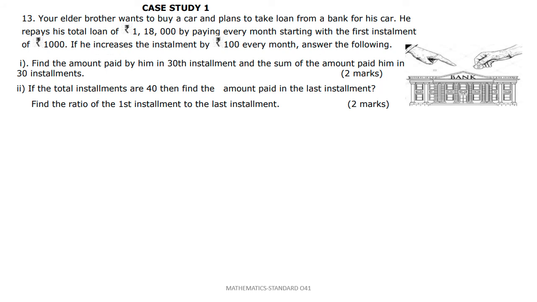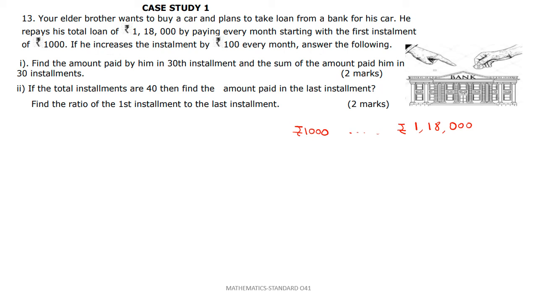So now let's do this case study problem, children. So what is given? Your elder brother wants to buy a car and plans to take a loan from a bank for his car. He repays his total loan of rupees 1,18,000. So he is getting a loan for rupees 1,18,000 by paying every month, starting with the first installment of rupees 1,000.